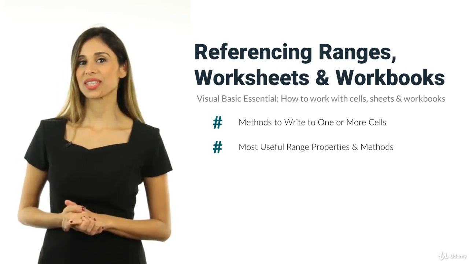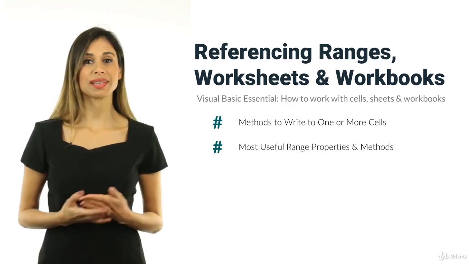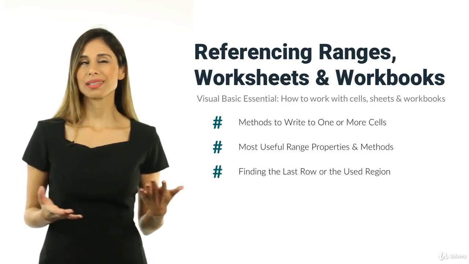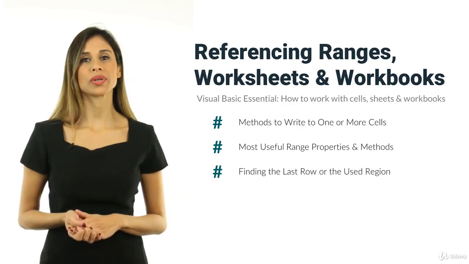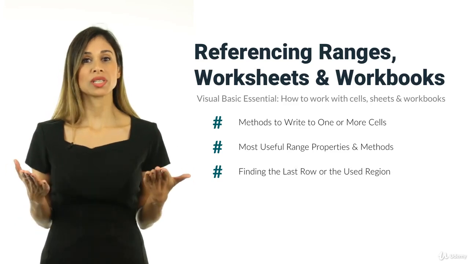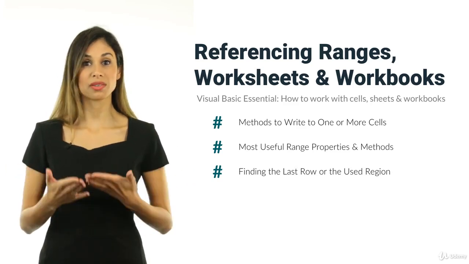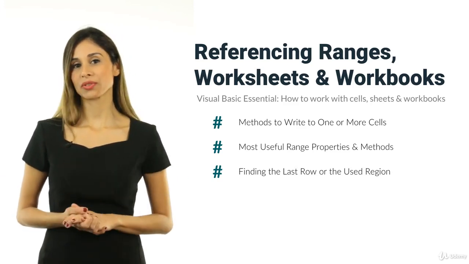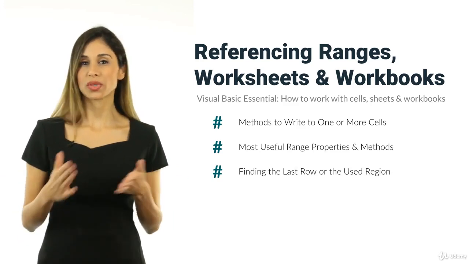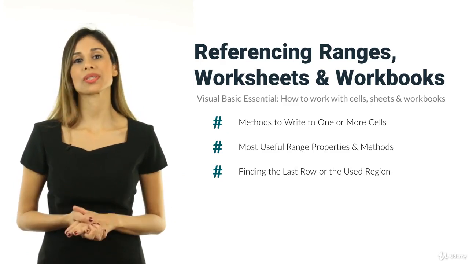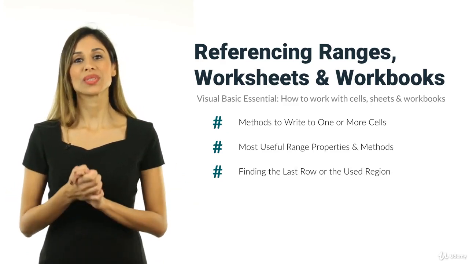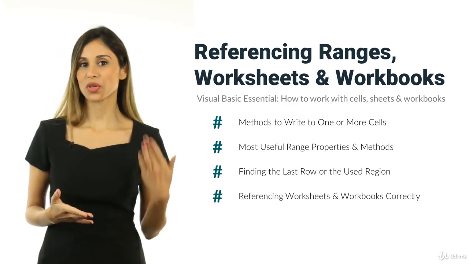Now, the other common question that comes up when you work with ranges is, how do you know when the range ends? So how do you find the last row? Or how do you find the region where you have data and on which your macro should actually run? And if you need to create macros that switch between different worksheets and different workbooks, which you probably do at least at some point in time, you need to know how to reference them correctly.